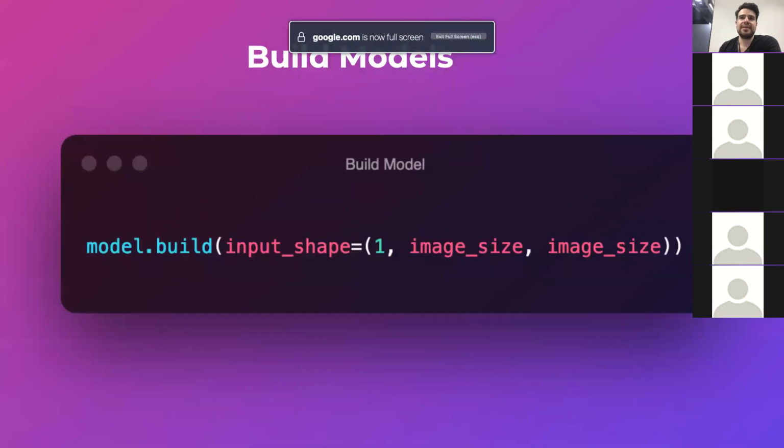And then at the end, here we pass the 28 by 28. So we set the image size to 28. And then you need to build the model using model.build, and then you tell it what the input shape of the model is. So here is one color channel, image size, right?